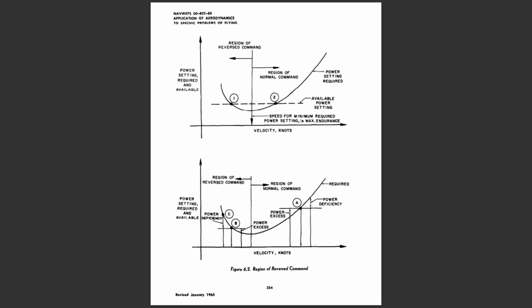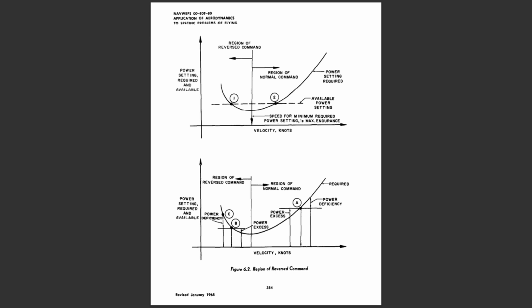The characteristics of flight in the region of normal command are illustrated at point A on the second curve of figure 6.2. If the airplane is established in steady, level flight at point A, lift is equal to weight, and the power available is set equal to the power required. When the airplane is disturbed to some airspeed slightly greater than point A, a power deficiency exists and, when the airplane is disturbed to some airspeed slightly lower than point A, a power excess exists. This relationship provides a tendency for the airplane to return to the equilibrium of point A and resume the original flight condition following a disturbance.